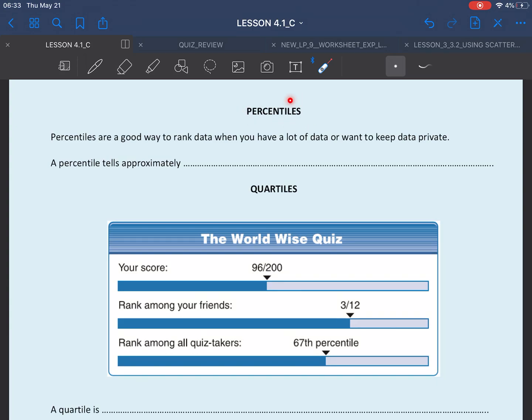Now we're going to start with the actual new lesson. In this new lesson, we'll talk about two things. Number one, percentiles. Number two, quartiles. They both represent measures of spread, and I'll write that down in here.